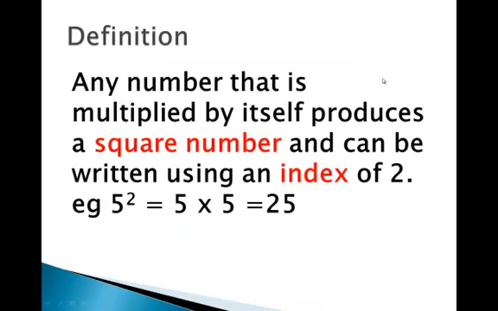So the definition, therefore, is that any number that is multiplied by itself produces a square number and can be written using an index of 2. So, for example, 5 squared is going to be 5 multiplied by 5, which equals 25.